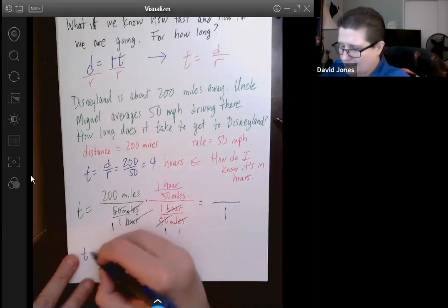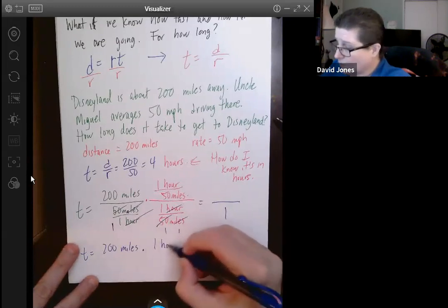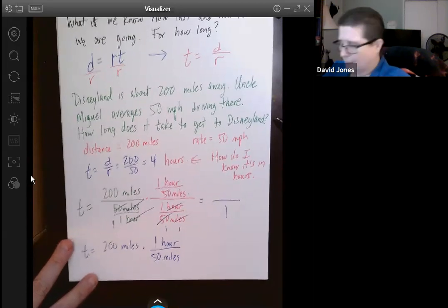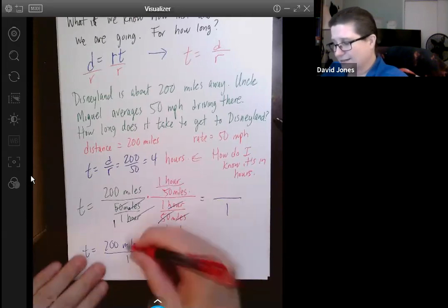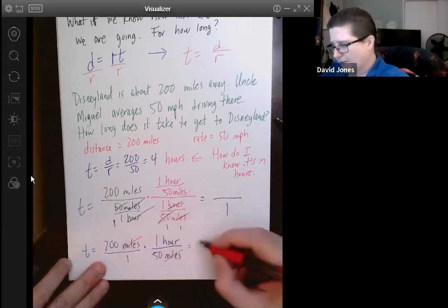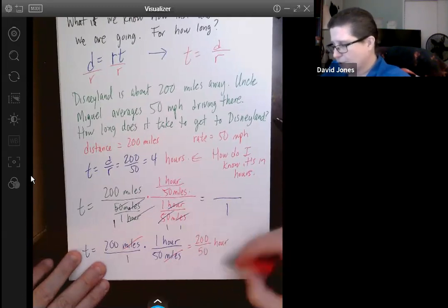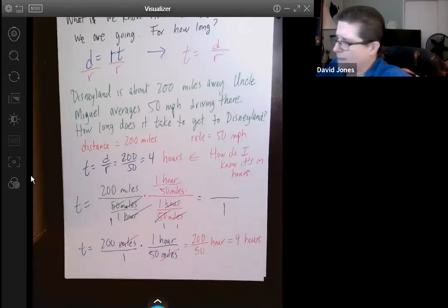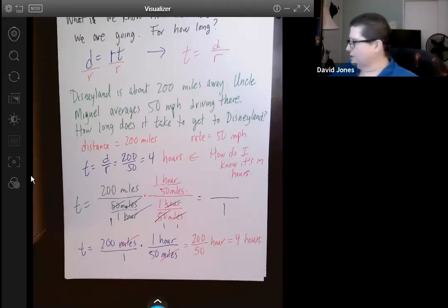So I get t equals 200 miles times 1 hour over 50 miles. I could put the 200 over 1. Miles cancel now. And even if I don't simplify yet, I've got 200 over 50 hours. 200 divided by 50 is 4. So it may be a good idea to write down your units, the units of measurement that you're using when you do these problems. Okay?